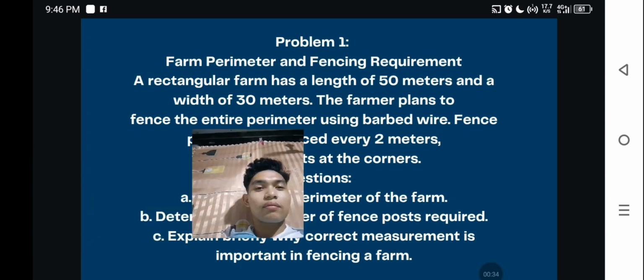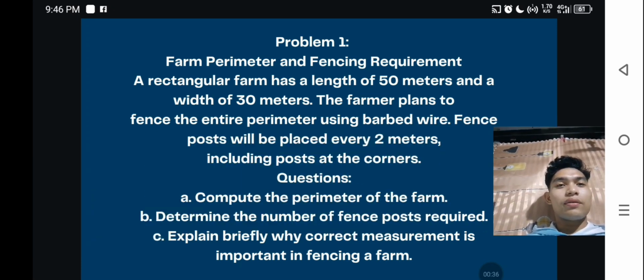Problem one: farm perimeter and fencing requirement. A rectangular farm has a length of 50 meters and a width of 30 meters. The farmer plans to fence the entire perimeter using barbed wire. Fence posts will be placed every 2 meters, including posts at the corners.